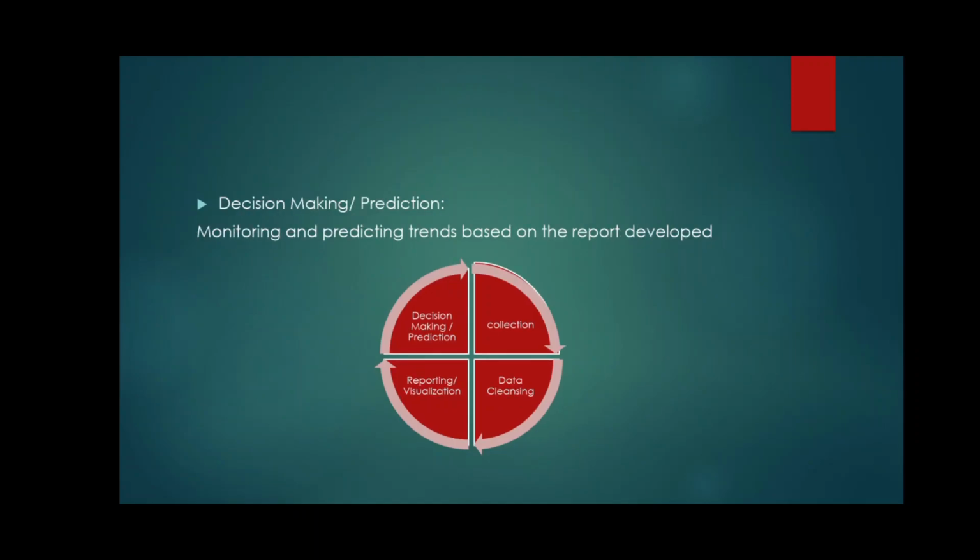Now decision making and prediction. From the previous reporting and visualizations, we can predict the future using the previous data. From the previous data we will observe the trend of the data so that we can predict that in future the data, or the sales or something, will increase or decrease.